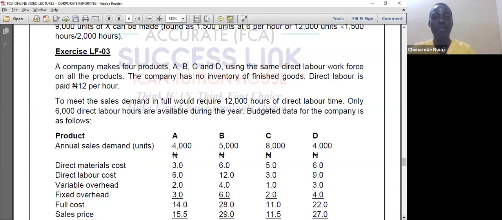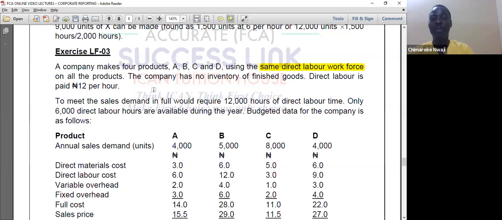What does it mean? That's labor. Now, when they're telling you using the same direct workforce, it means they are hinting that this would be the limiting factor, because a limiting factor is something that all the products will be competing for, but it's not available to satisfy all of them. So you see, they use the same number of workforce. The company has no inventory of finished goods. Direct labor is paid at 12 naira per hour.